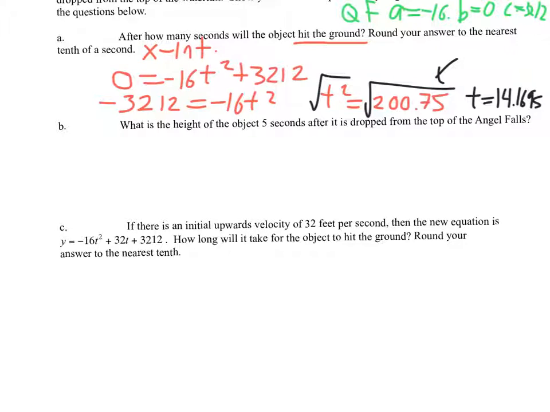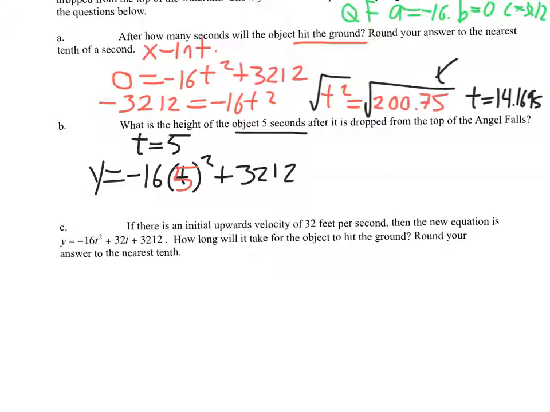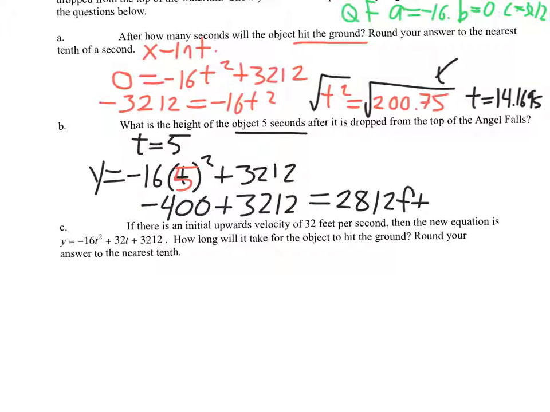Part B is actually an easier question than Part A. It asks us, what is the height 5 seconds after it's dropped? In other words, t equals 5. So what we're doing is plugging this in. So -16 times t squared, and this is going to be times 5 squared, and then plus 3212. 5 squared is going to be 25. 16 times 25 is going to be -400 plus 3212, and that gives us 2812 feet as our answer.